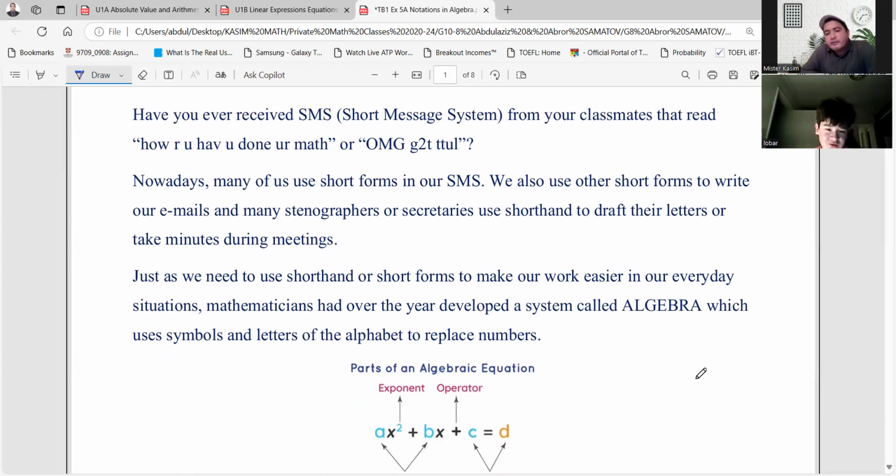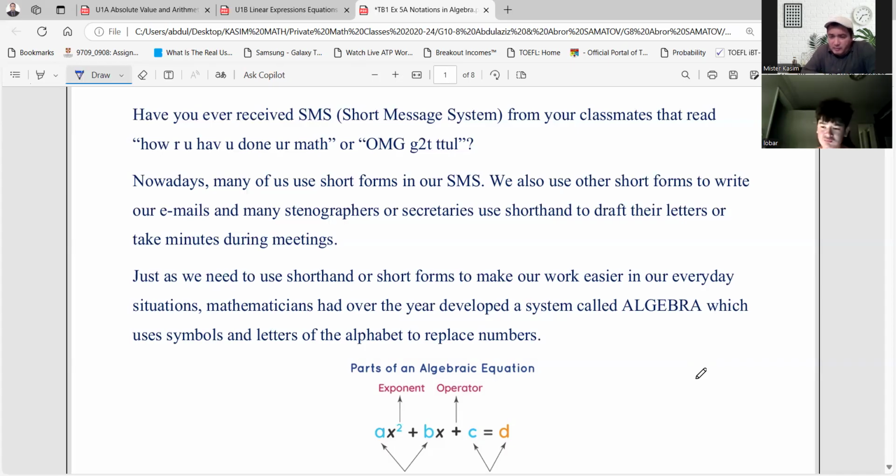Have you ever received SMS, short message system, from your classmates? They read, "How are you? How you done? Your math?" or OMG, GT2, GTL, TTUL. Do you know what this short message actually stands for?